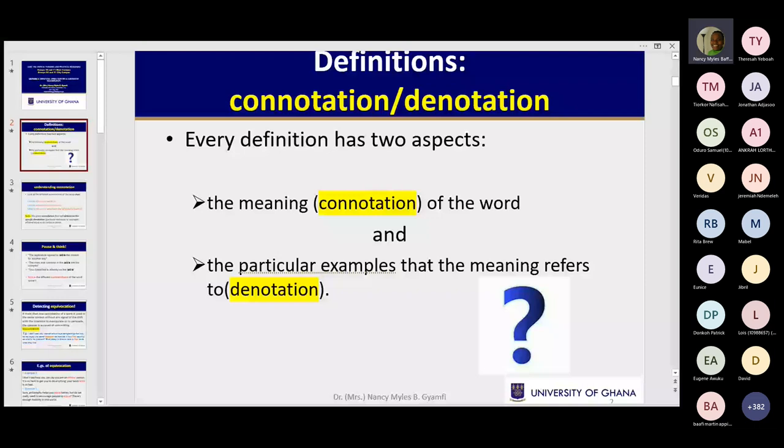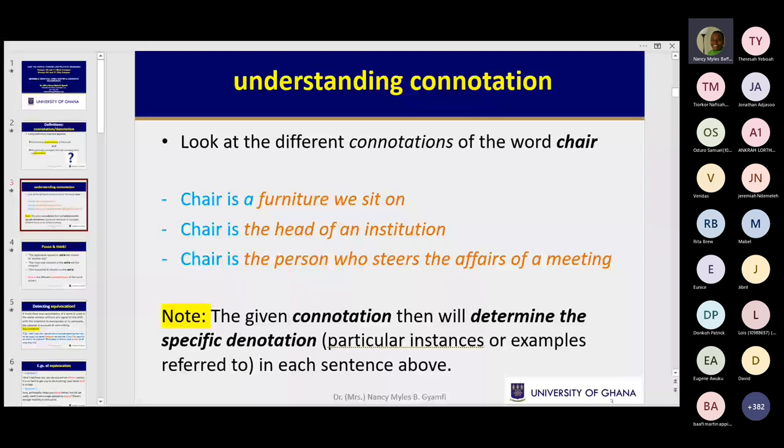Now, what do we mean? So I've changed my slide now. When I said a sister is a female sibling, or a bachelor is an unmarried adult male, let's stick to one so that you can understand quickly. A bachelor is an unmarried adult male. That's a definition. The word bachelor is what we don't know. And an unmarried adult male is what is being used to help us understand a bachelor. So we know that they are showing us how to use the word bachelor.